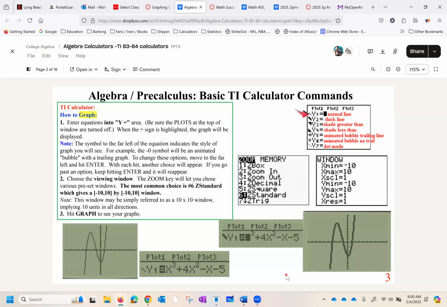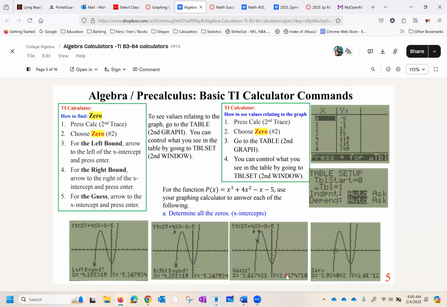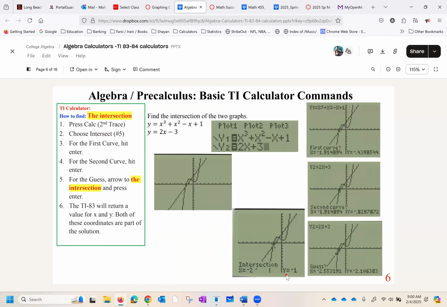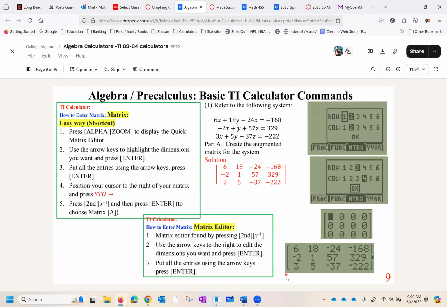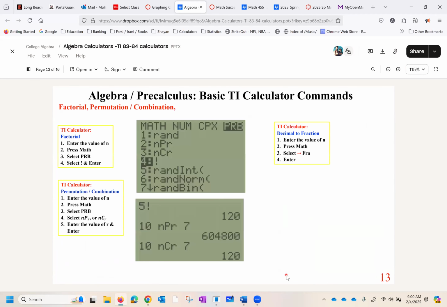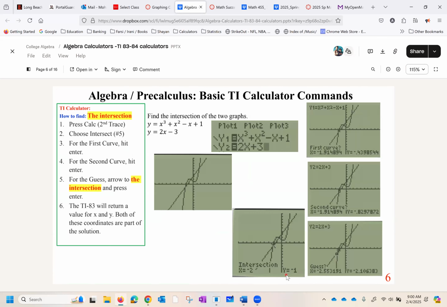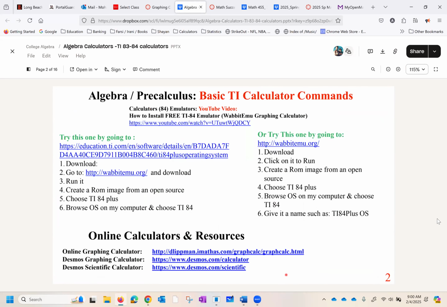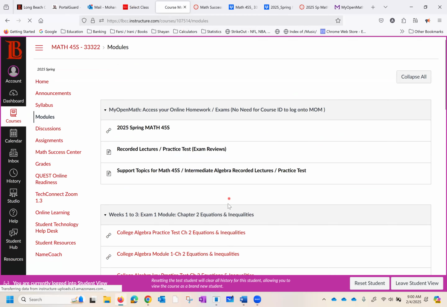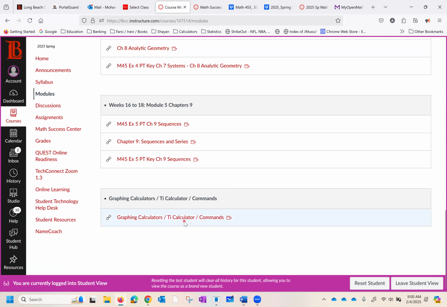Then we have the basic commands. And of course, you can always look up more commands. These are some of the commands that we need as we go through the course. I will mention it again. So, TI calculator commands, and as I said, online calculators and resources. So the very last module is a resource. If you feel you don't need it because you know the commands, you have a calculator, so be it.